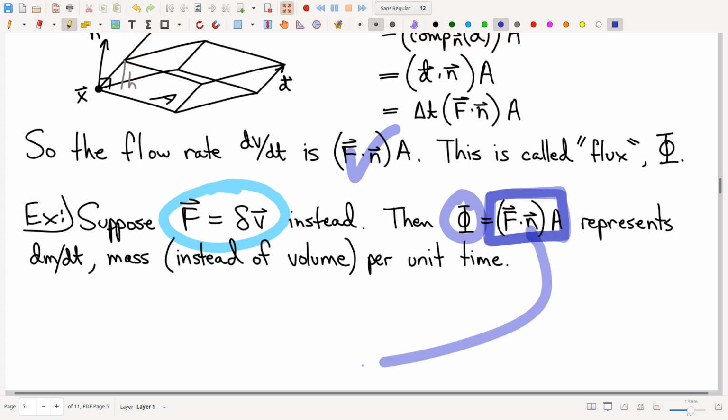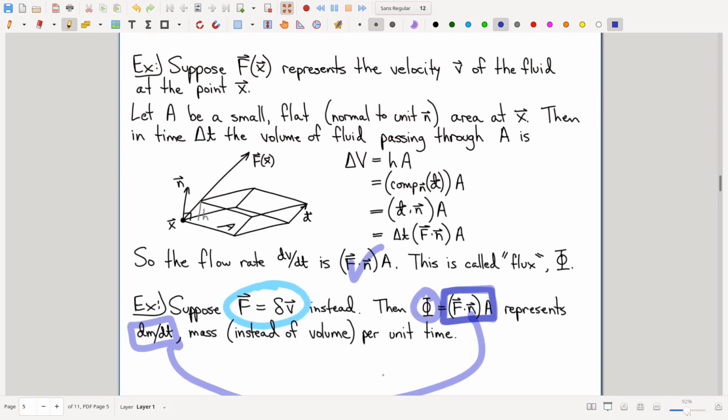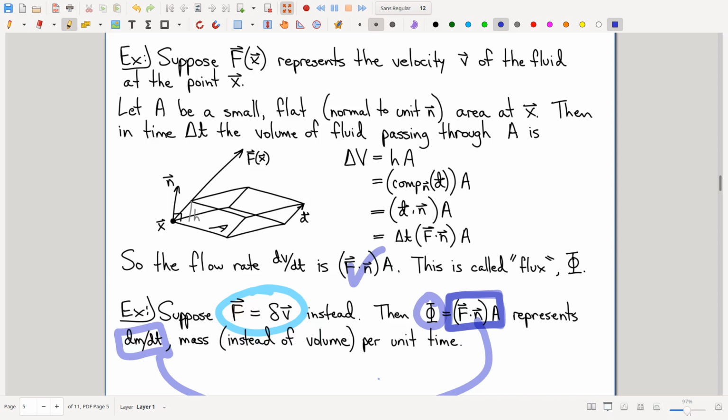In this situation, flux will compute mass per unit time instead of volume per unit time. And I think this is a really nice exercise. I want to encourage everybody to take a crack at this. I'm going to walk you through a way of thinking about this, how to get started.